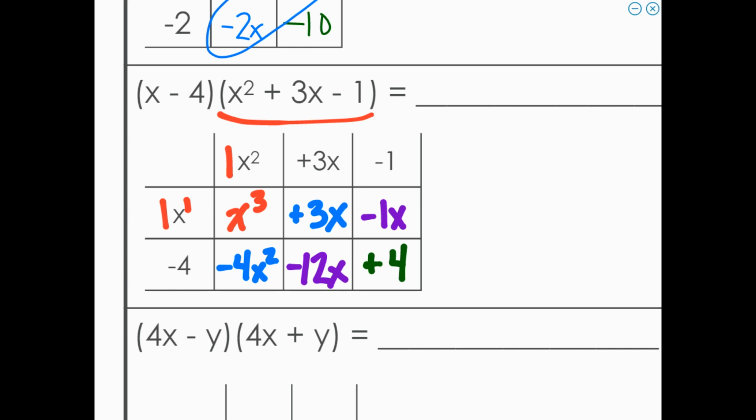What are my like terms? Do I have anything that matches my x cubed? No, so it just stays x cubed. Do I have anything with my x squared? Yes, and I've got a negative 4x squared. Oops, I forgot my squared on this one.